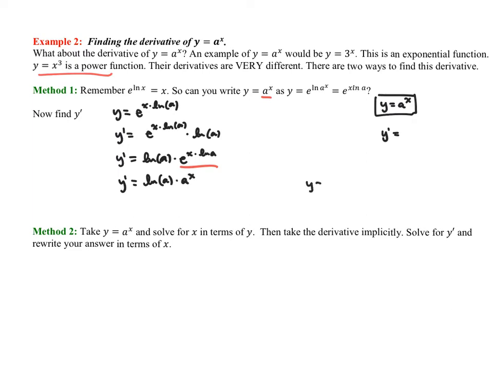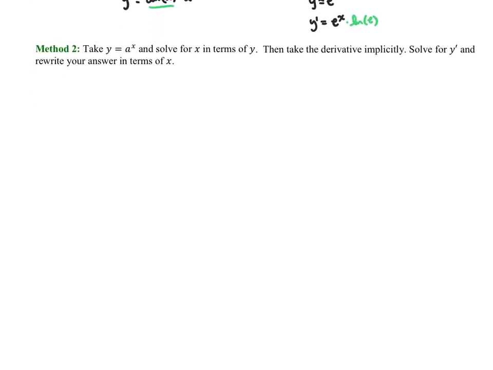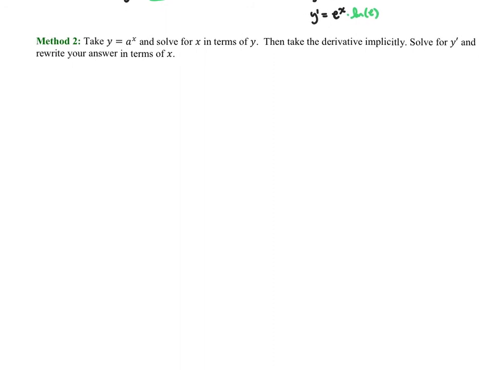So how come if y equals e to the x, then y prime is still equal to e to the x? Well, technically speaking, ln of e is just 1, so it's hidden. All right, so if y equals a to the x, then y prime equals ln of a times a to the x. Another way to get to the same result is to look at method 2 for finding this. We're going to do this implicitly.